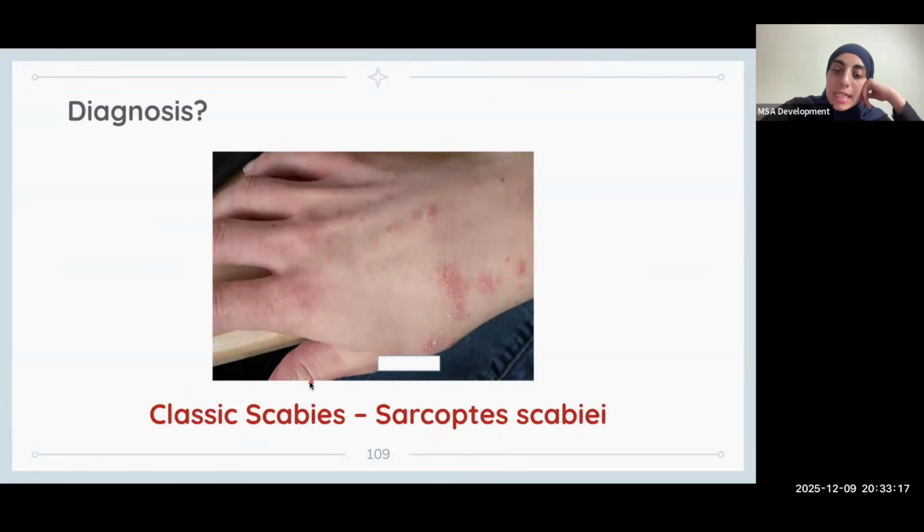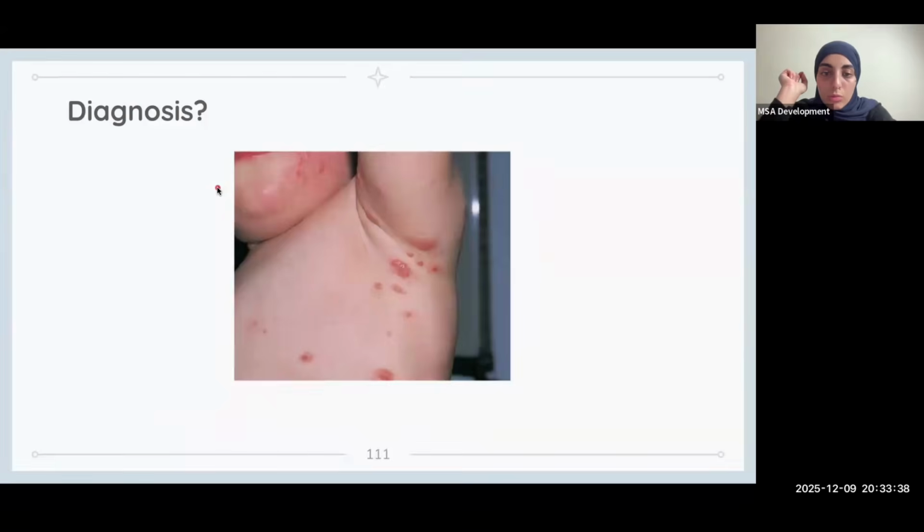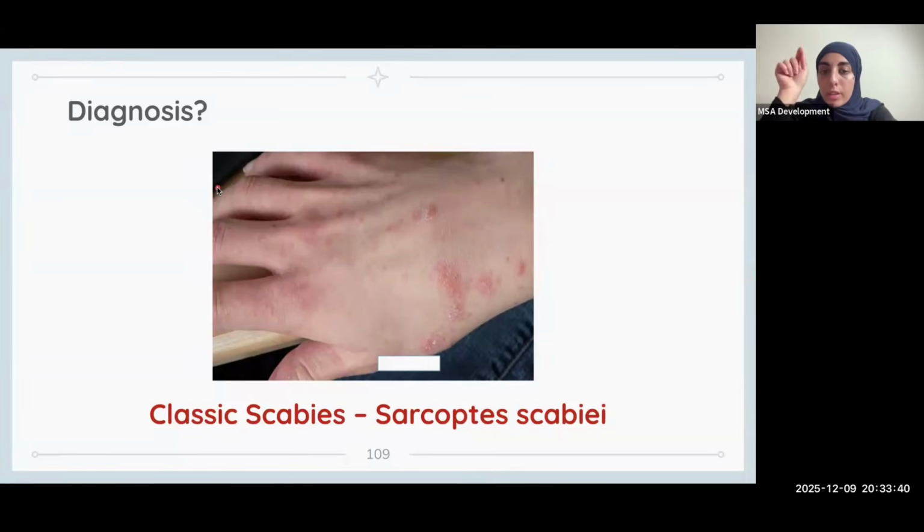This is classic scabies. So you see the burrowing of the skin, and it's caused by Sarcoptes scabiei. We're gonna go into more details now. So scabies is caused by invasion of superficial skin layer by Sarcoptes scabiei, which is varhomnus. Basically, it's a mite. Okay, so where is it? We have a picture for the mite in a couple slides, so we'll just come back to that point.